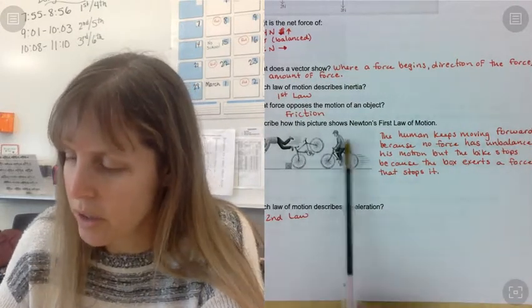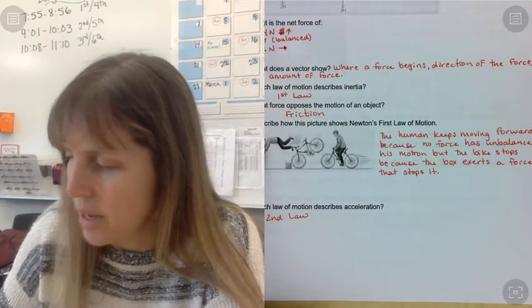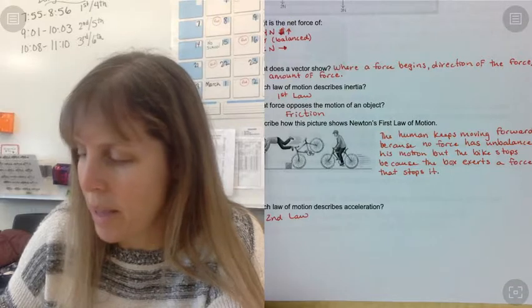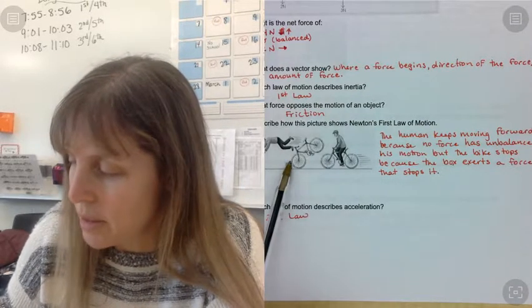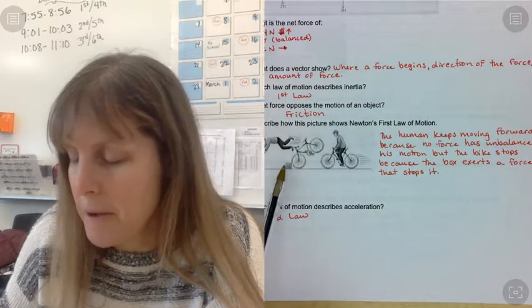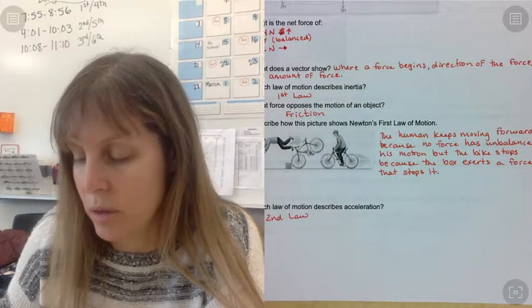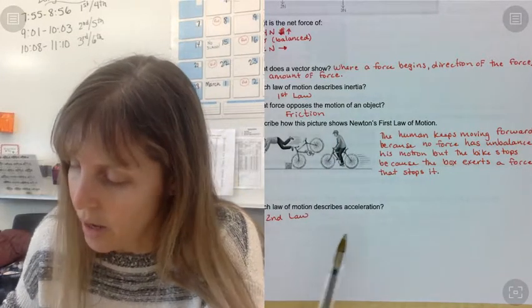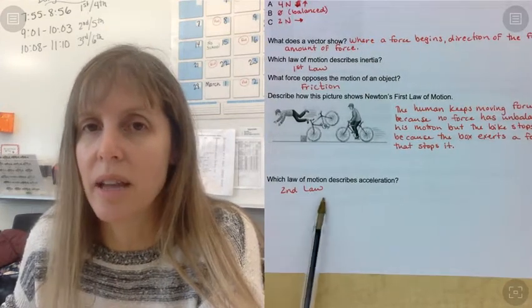So this particular human is moving, and he keeps moving forward because there's no unbalanced force, okay? But the bike stops, because the box exerts a force that stops the bike. So this guy continues to move with inertia. The law of motion that describes acceleration is the second law of motion.